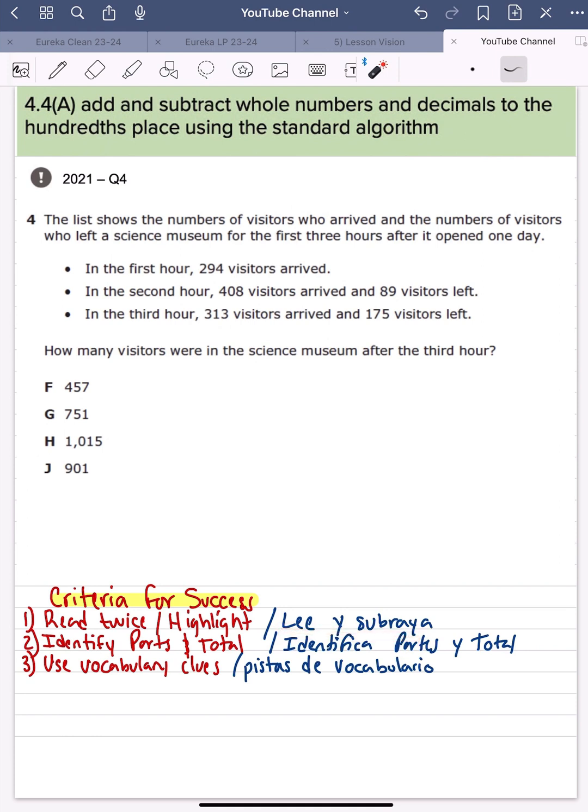Leer y subrayar. Identify parts and totals, boys and girls. Sometimes they'll give you a lot of parts. Sometimes they'll give you the one total, right? As we talked in class, you can have multiple parts, but you'll always only have one total.